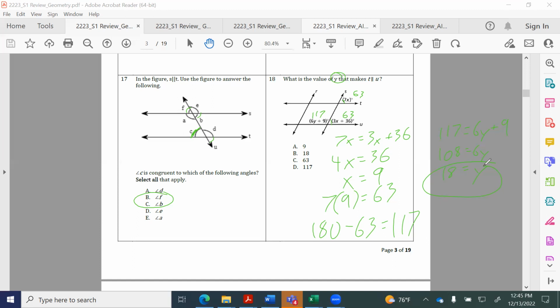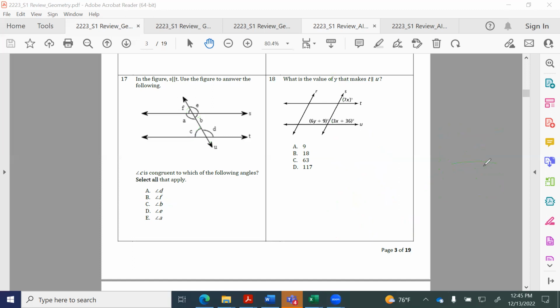And let's go ahead and clear this. And next one.